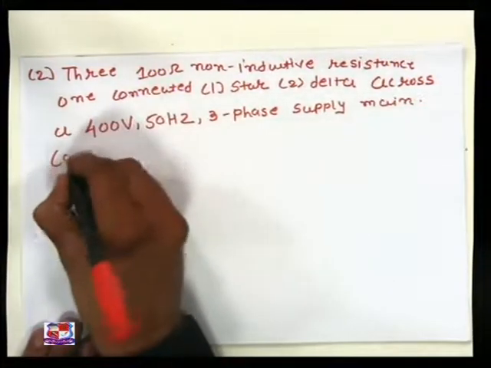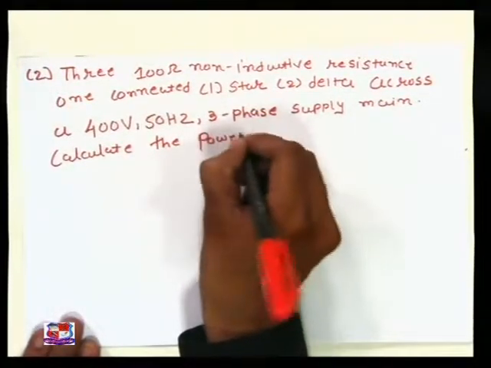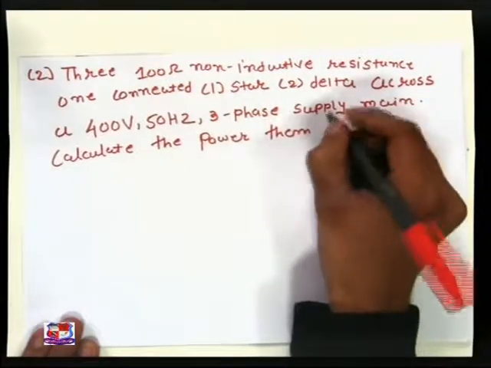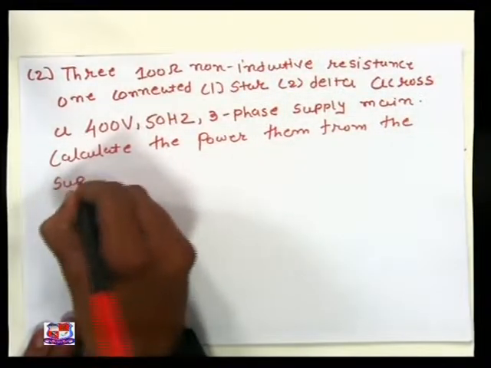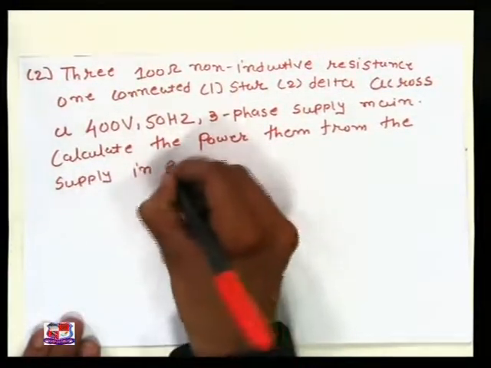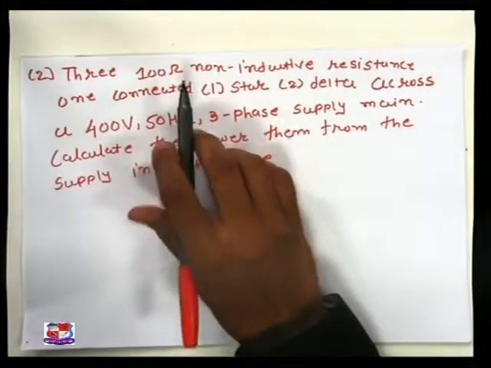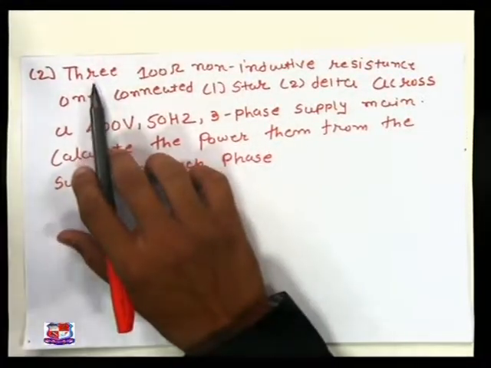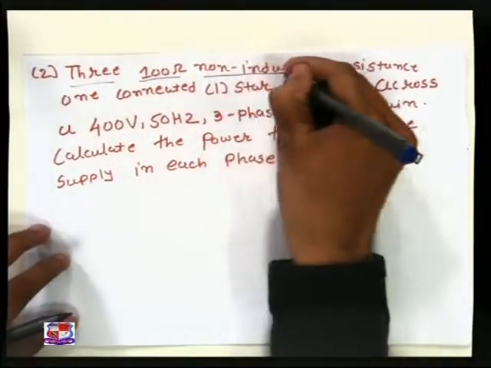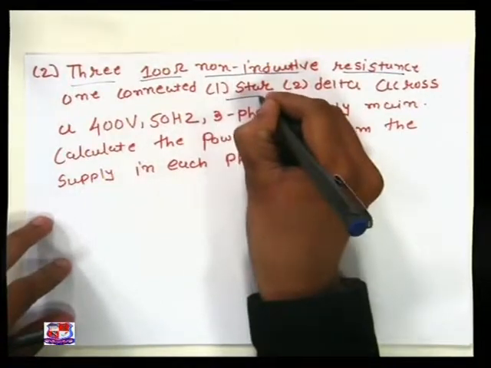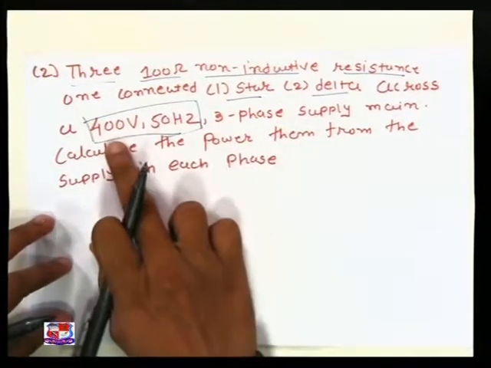So calculate the power taken from the supply in each phase. So everyone has to remember what is the equation and what is given: a 300 ohm non-inductive resistance, connected in star and delta, across a 400 volt 50 hertz supply.